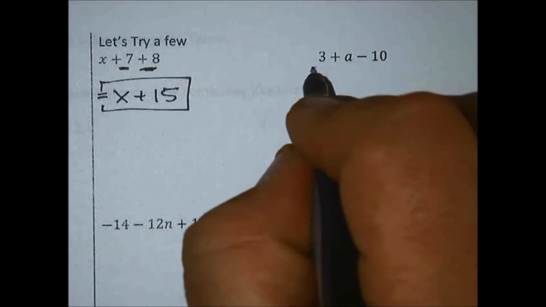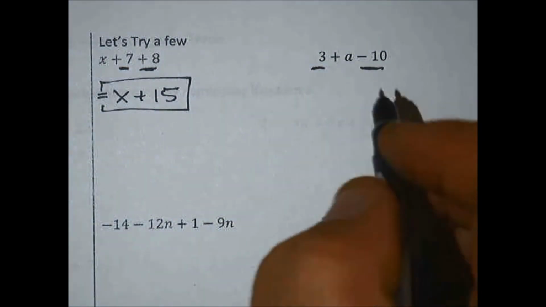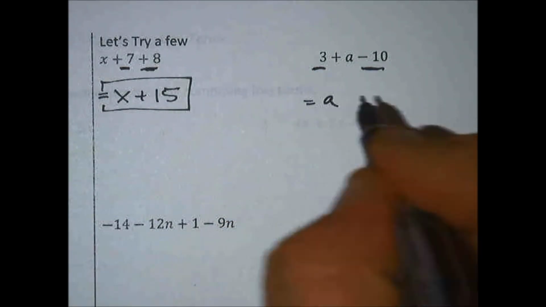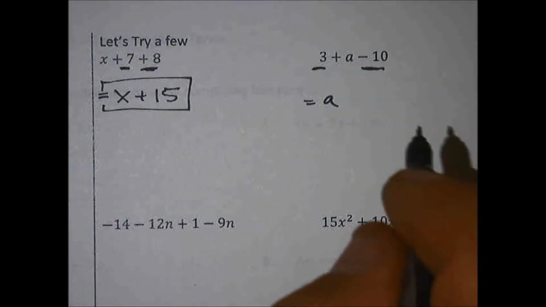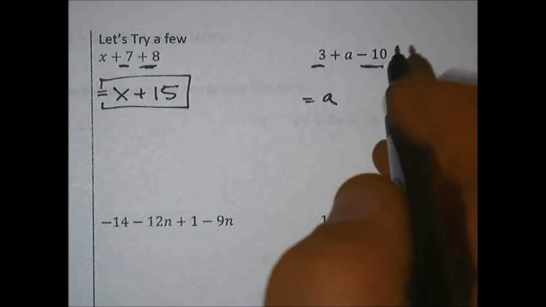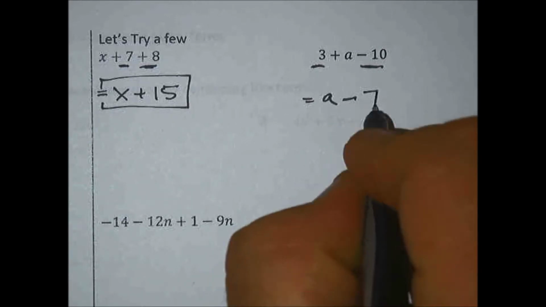Okay. Here I have a positive 3 and a negative 10, and then I have an a all by itself. I really like to put the variable in front. You don't have to, but I like it a little bit better. So if I go 3 plus negative 10, that's like going 3 minus 10. It's going to give me a negative 7.